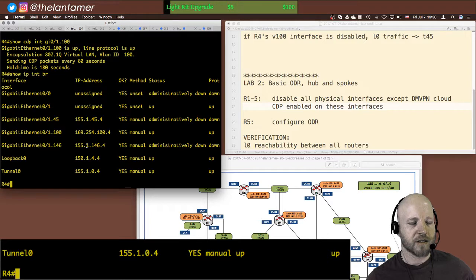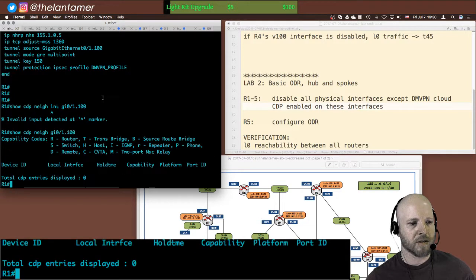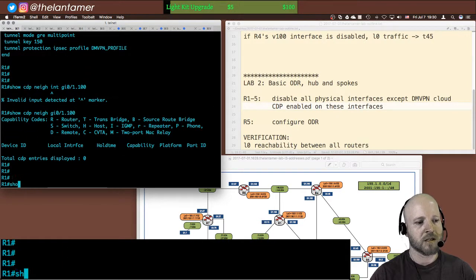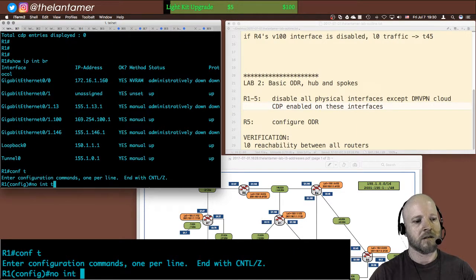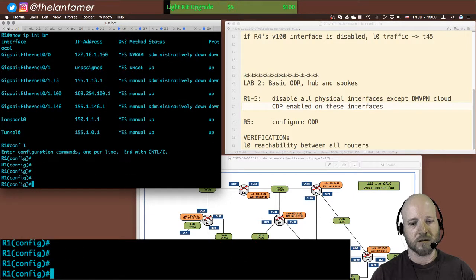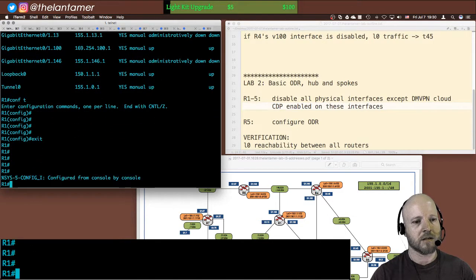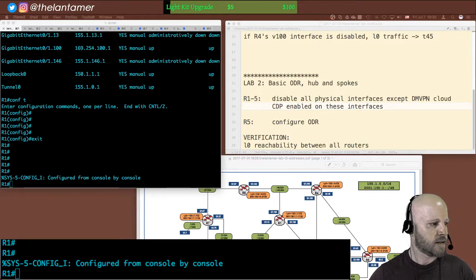Oh, I bet I need to shut down the tunnel interfaces as well. That's probably screwing it up. Yep. Well, that's how I have my hub and spoke environment. Yeah, I can't tear that down. All right. See what I might be doing wrong here.